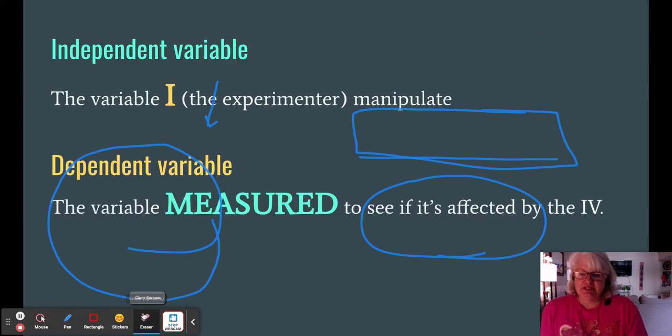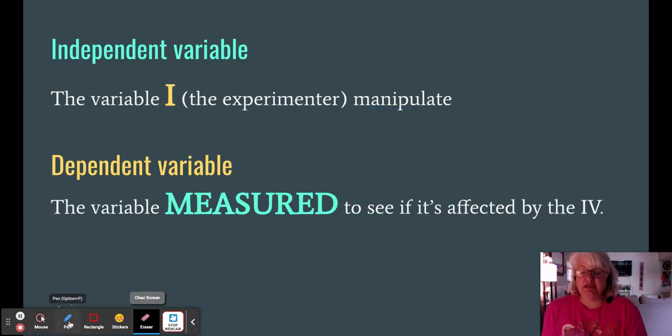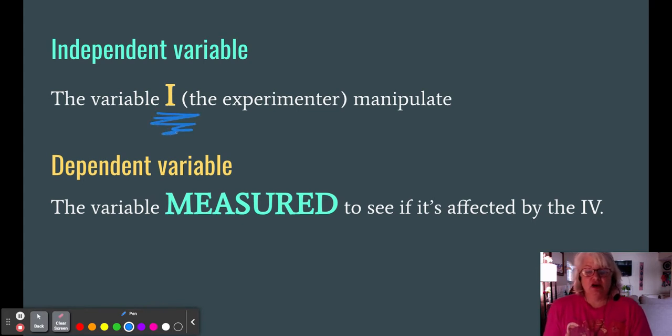So let me clear that again, sorry. The independent variable is what you, as the scientist, are going to manipulate. So it's what you are going to change in the experiment. The dependent variable is measured to see if there is a change in it because of what you changed in the independent variable. This sounds more confusing than it actually is.